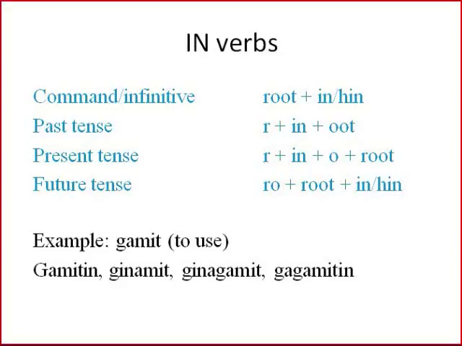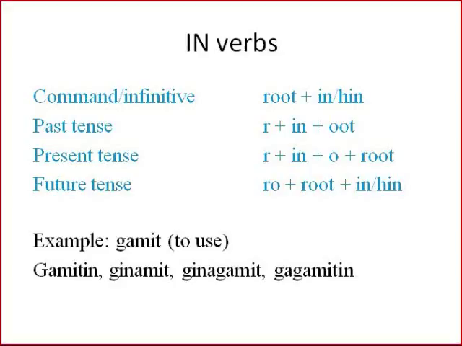I'll give you an example. We'll use the root gamit, which means to use. The command form would be gamit "-in", like you're telling someone to use something. Past tense, or used, would be in, amit. Present tense, or using, would be in, a, gamit. Future tense, or will use, would be gamit in.